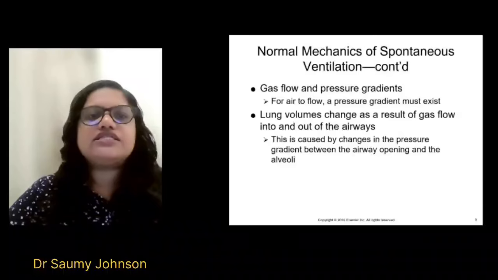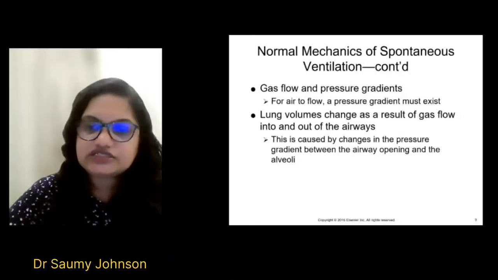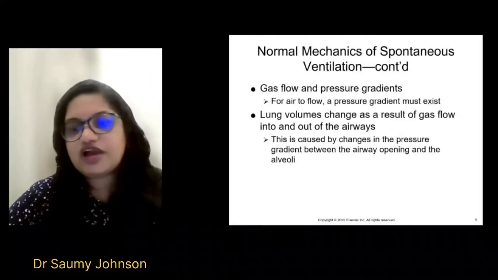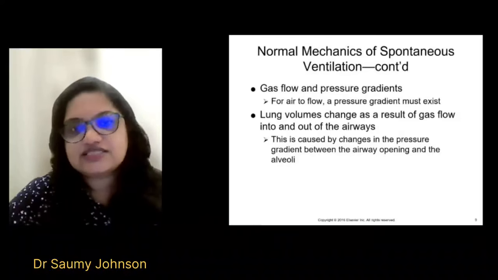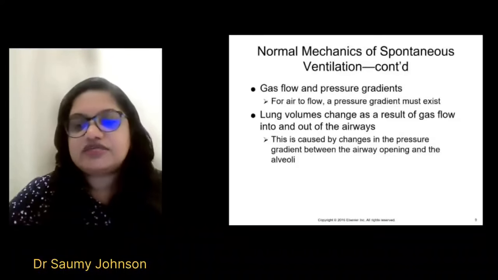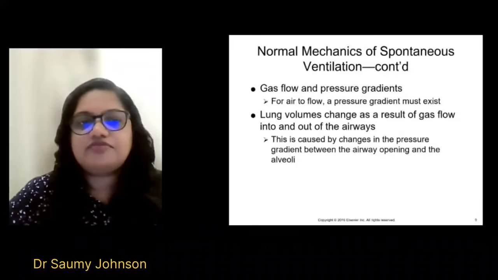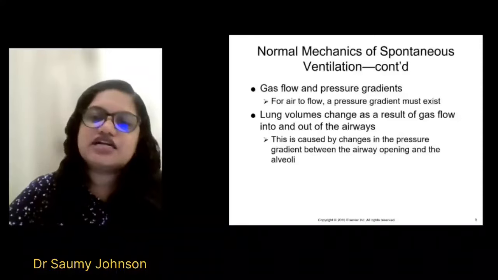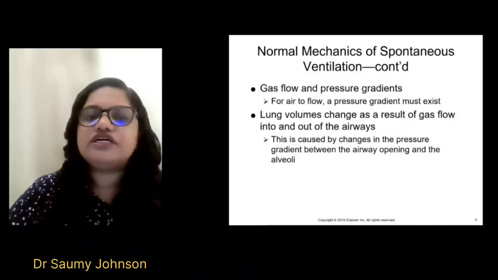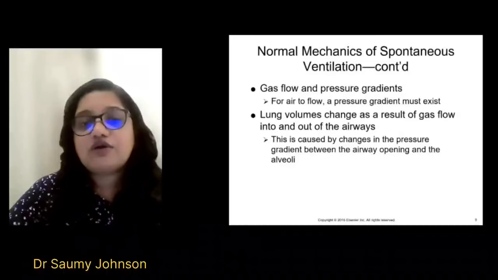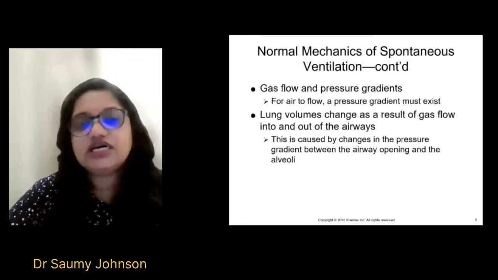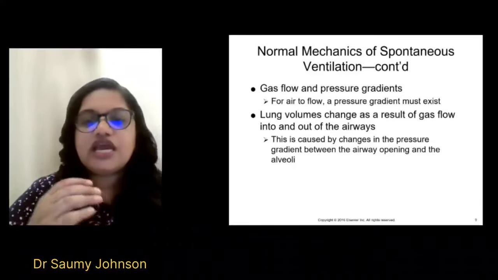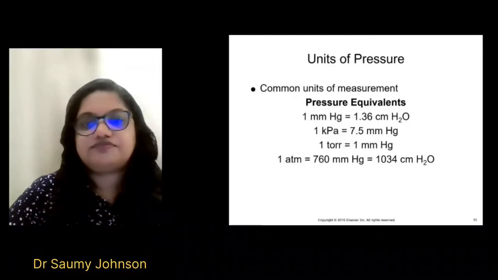So, how does the normal mechanics of spontaneous ventilation occur? As we have learned in our physics classes, for air to flow, a pressure gradient must exist between two structures. The lung volumes change as a result of gas flow into and out of the airways. This is caused by changes in the pressure gradient between the airway opening and the alveolus.